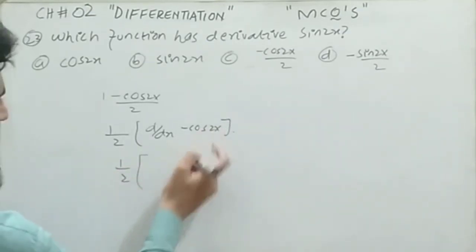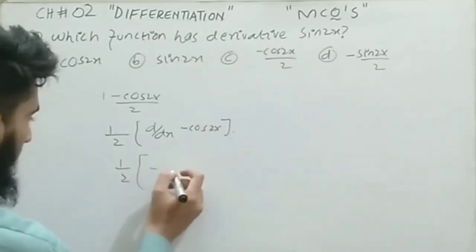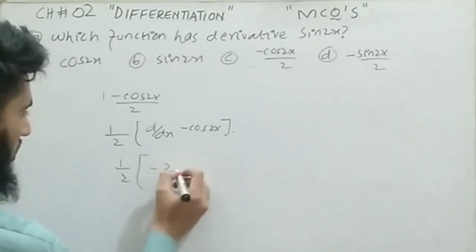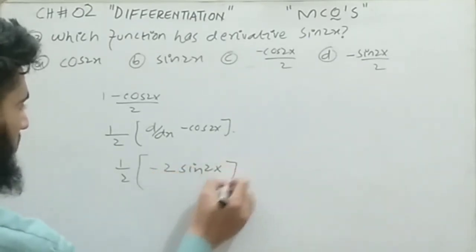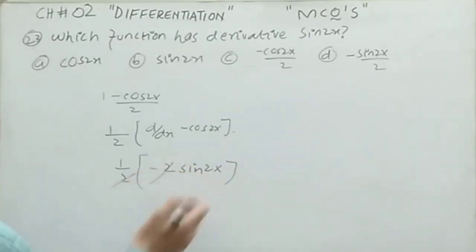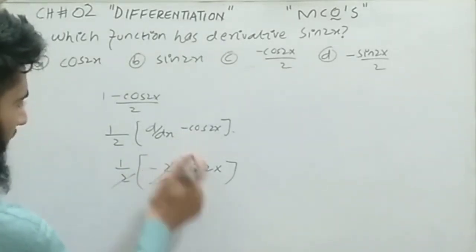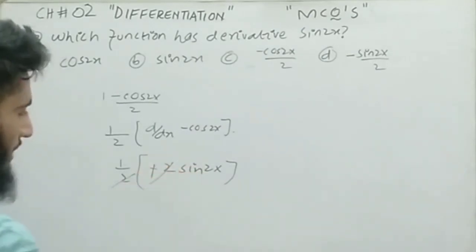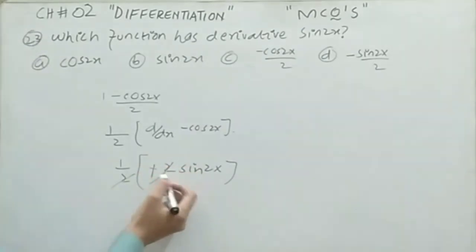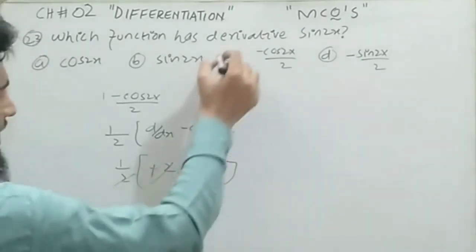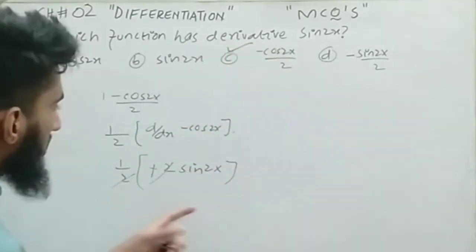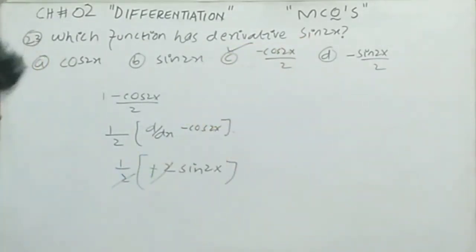Derivative of cos of 2x is minus sine 2x, and the inner function derivative is 2. So it will give us minus 2 sine 2x. So 2 is cancelled out with 2, we are left with minus sine 2x. Here it is minus and it gives us minus, so it will give us plus. So 2 is cancelled out with 2, we are left with plus sine of 2x. So the correct option is C. Minus cos of 2x by 2 gives us the derivative of sine of 2x. So the correct option is option C.